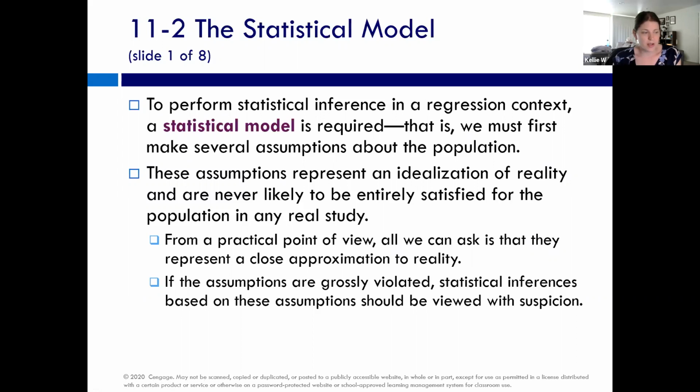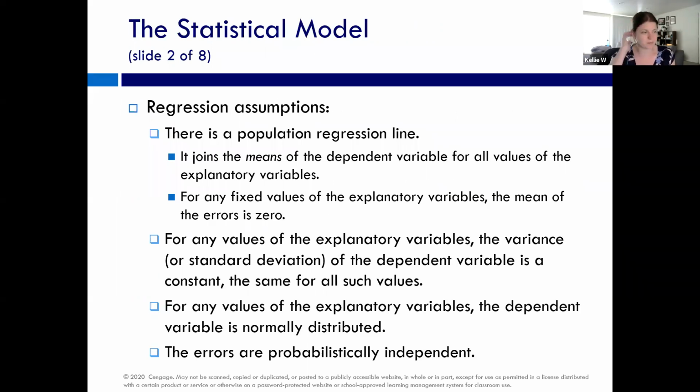Just like before, when we develop a statistical model, we make inferences about the population, and therefore we make assumptions about the population. So these assumptions basically are saying that we're living in a bit of a fantasy land. We're never going to fully satisfy these assumptions. Real life is messy, but from a practical point of view, can we closely approximate reality? And if we grossly violate these assumptions, then the inferences based on those assumptions should be viewed with suspicion.